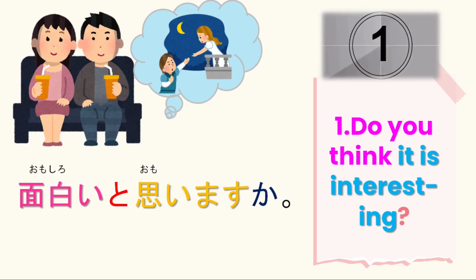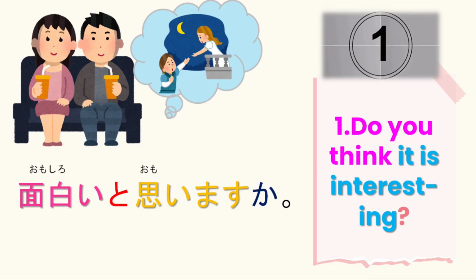As we saw in the plain form, e adjectives need nothing next to it. You simply add to omoimasu. So omoshiroi to omoimasu. And since it's a question, you add the question marking particle at the end, which is ka. Omoshiroi to omoimasu ka? Do you think it's interesting?